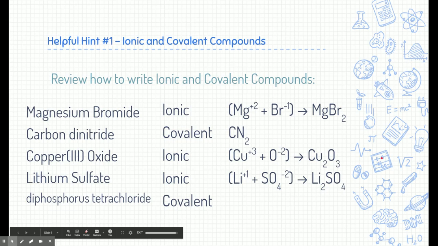Diphosphorus tetrachloride is covalent, so we worry about the prefixes. Diphosphorus means 2 phosphorus. Tetrachloride, tetra means 4, so 4 chlorines.